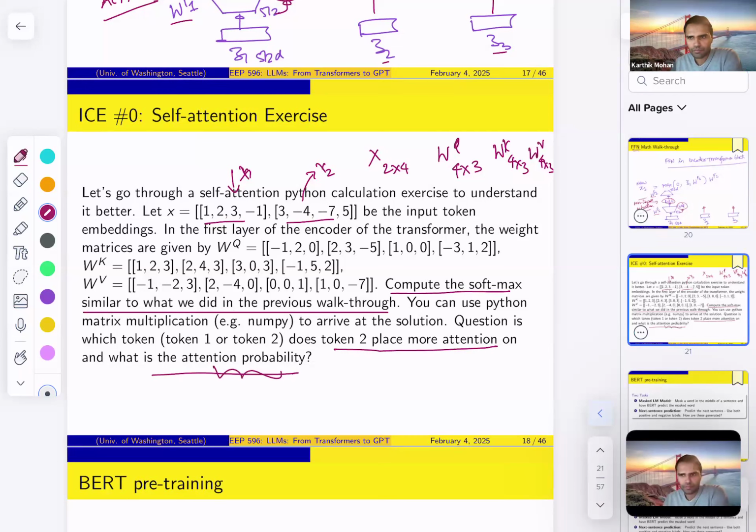Intuitively, you know token 2 is going to place more attention on token 2 for sure, because it's like looking at yourself. But let's get the numbers. Just take like 3 to 4 minutes to work through this exercise. It's good if you can use some simple Python code to run through this. That would be faster.